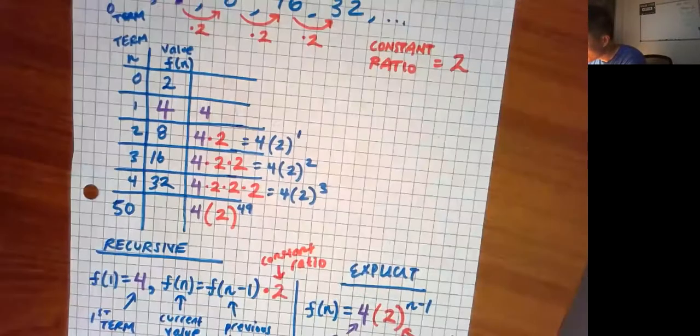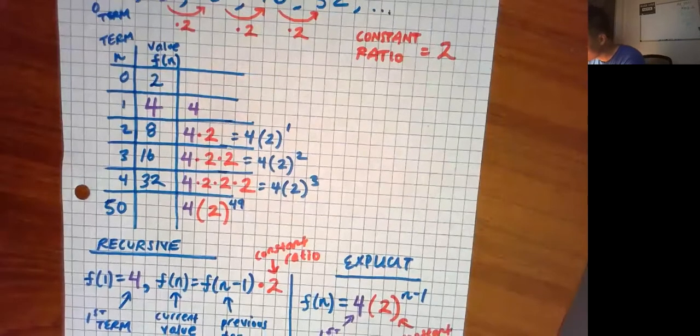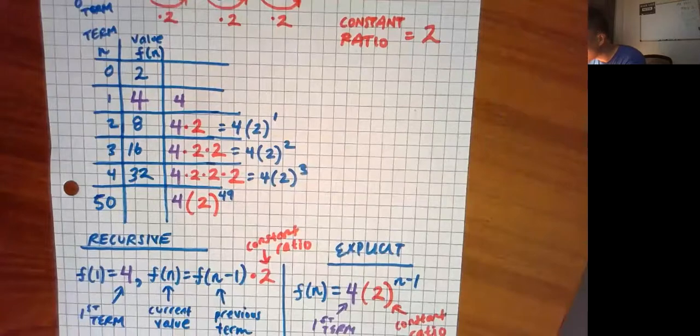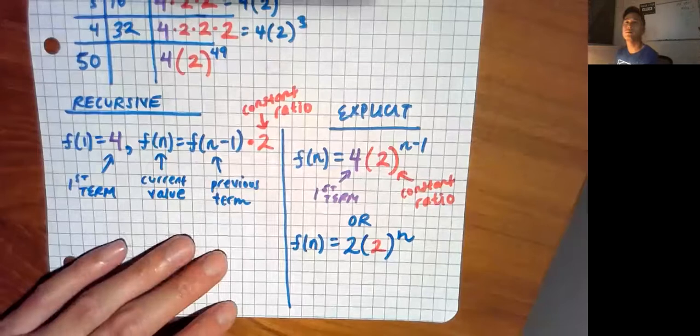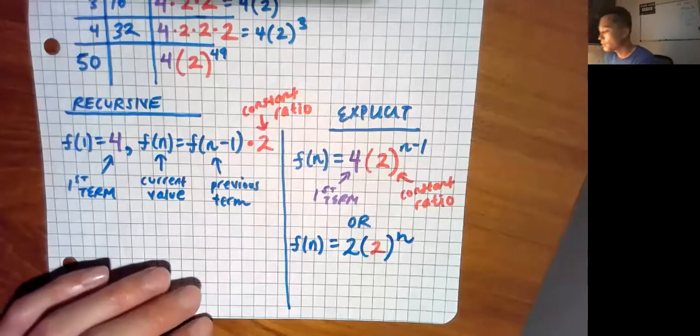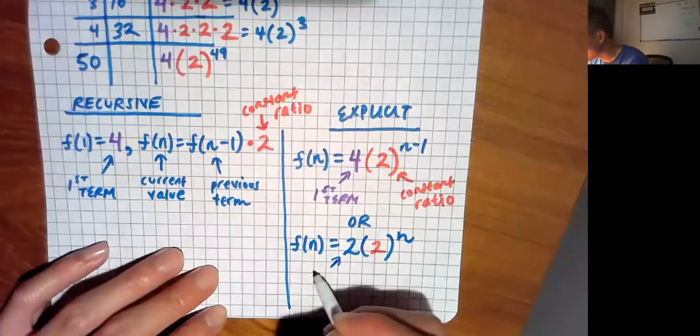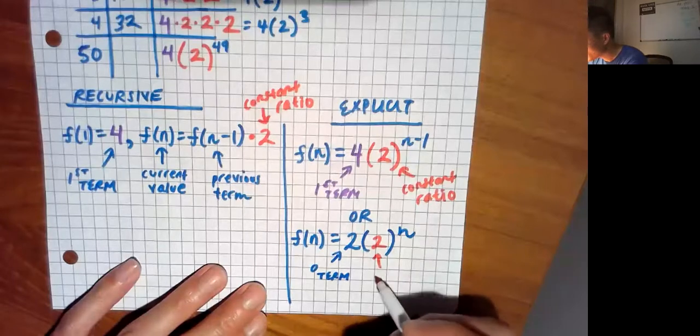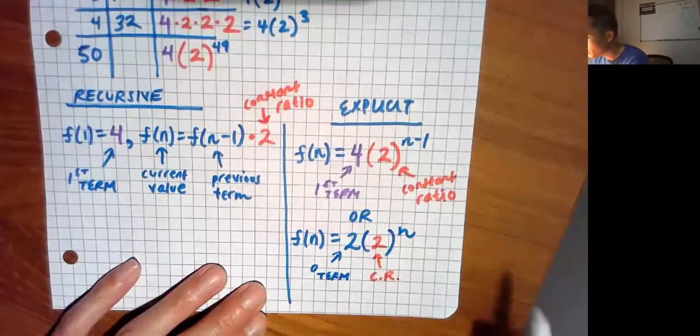We can say f of n is equal to the 0 term of 2 times the constant ratio of 2 to the nth power, not n minus 1. Oops, sorry, you can't see that. Now you can. That's the 0 term. That's the constant ratio. I'm just going to put CR for constant ratio.